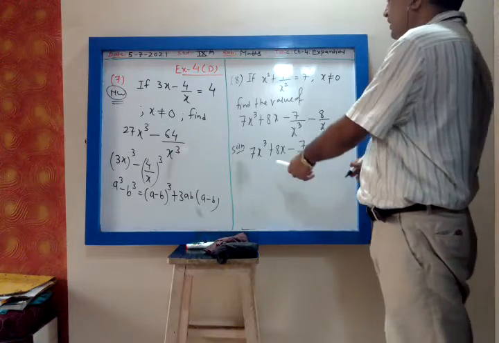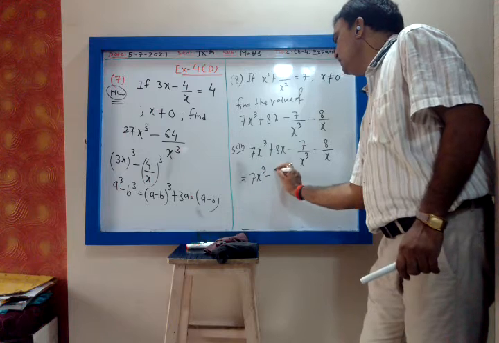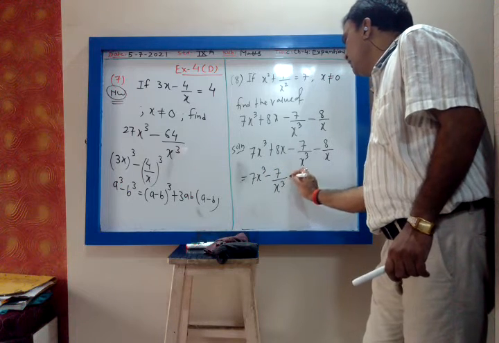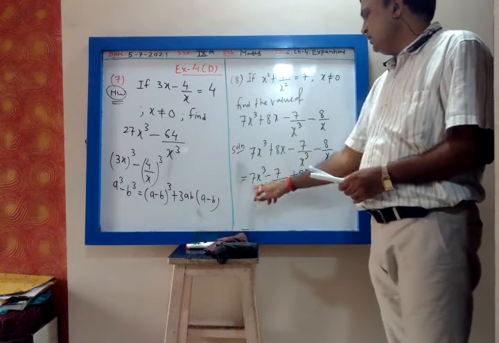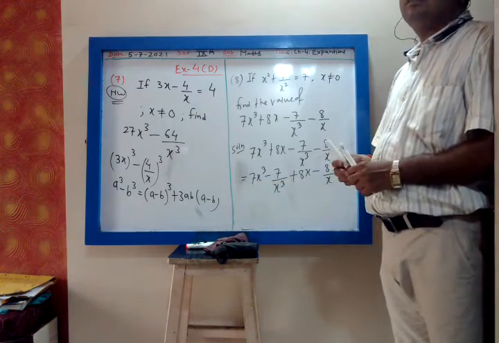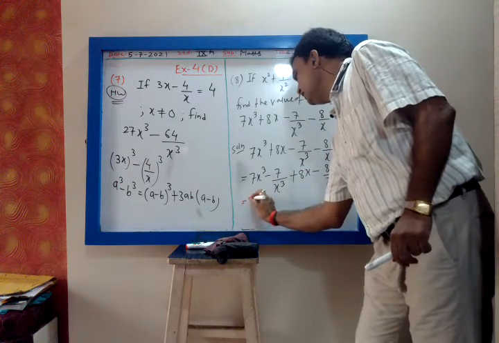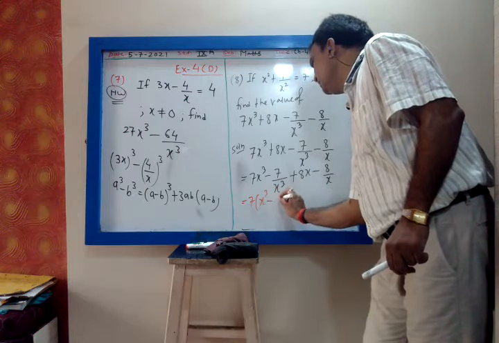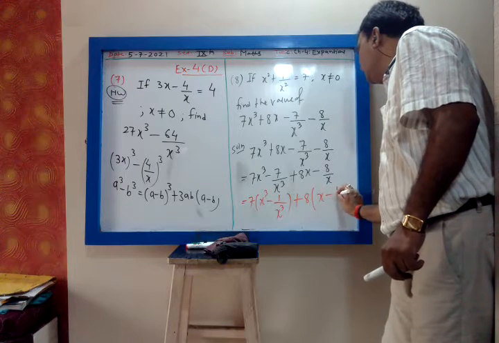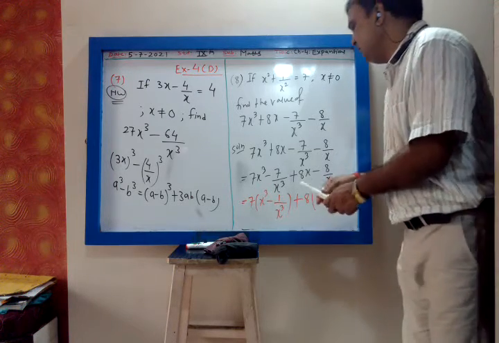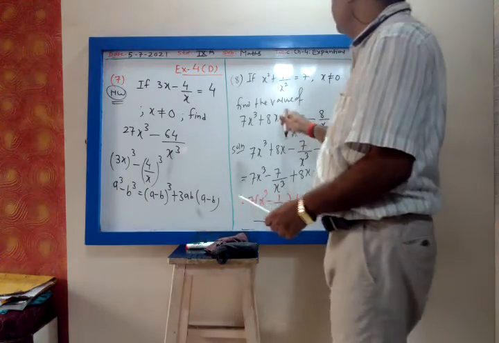So we just rearrange the terms. We take the x cube terms together. So that will be 7x cube minus 7 upon x cube plus 8x minus 8 by x. In the first two, what is common? 7 is common. So this is 7 into x cube minus 1 upon x cube. And in the third and fourth, what is common? 8. What is left? x minus 1 upon x. So we find the value of x cube minus 1 upon x cube, we find the value of x minus 1 upon x, substitute these values and get the answer.